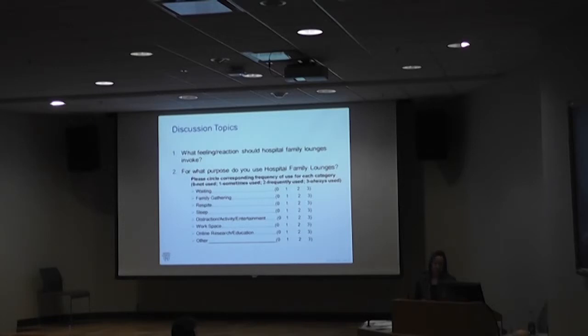And if you always use it for waiting, or you think it should always be serving that function, I would circle 3. And I think this will help us prioritize. I know it's a lot of detail, but I would love if you guys would be willing to circle a priority for every single one of those items.